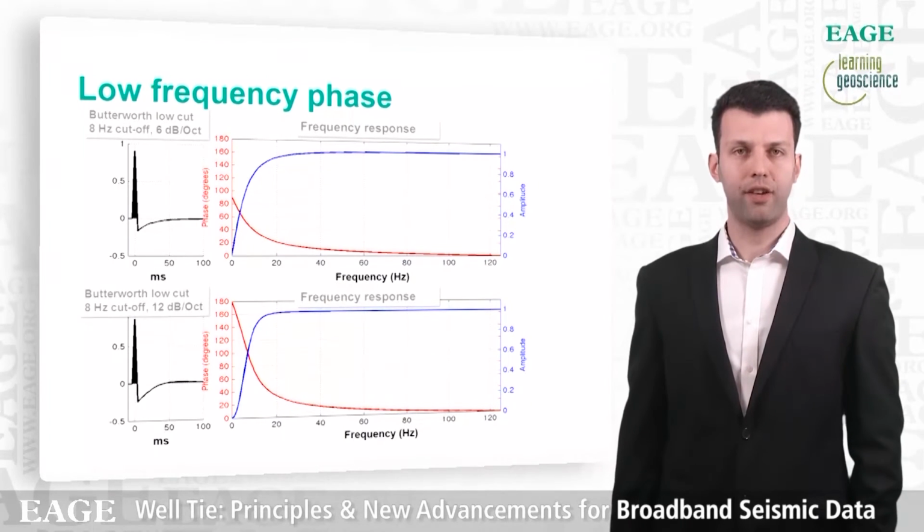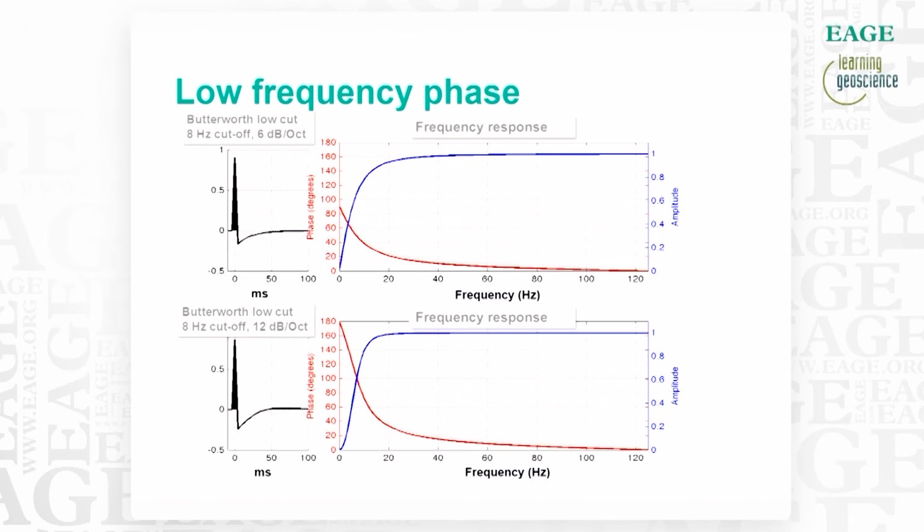In the top panel, the phase terminates at 90 degrees at 0 Hz, and in the lower panel, the phase terminates at 180 degrees at 0 Hz. So there's a good chance we can model this low frequency phase by using such approximation and put that in the well-tie estimate.